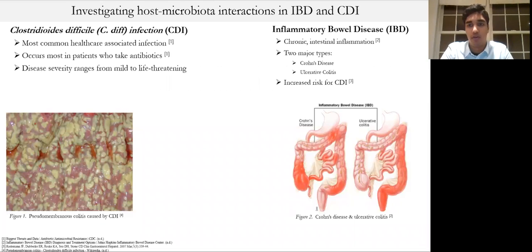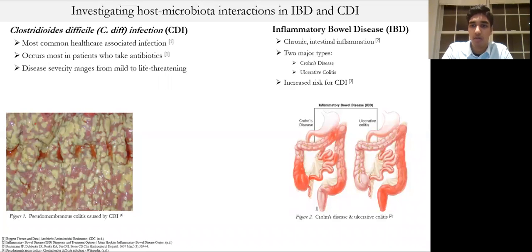So before we go too much further, I want to provide some of the background of my project and explain a few of the terms that I'll be using. Clostridioides difficile, or as it's widely known, C. diff, is a spore-forming bacteria that causes the highest number of healthcare-associated infections in the developed world. Most healthy people are naturally resistant to C. diff infection, or CDI, since they have an intact intestinal microbiota population.